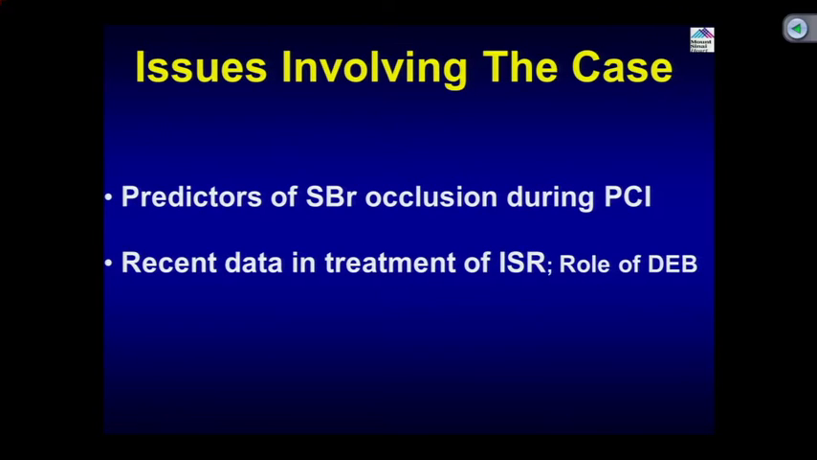So meanwhile, the 2 important topics, I always try to give the latest data in our field published. Clearly one is the predictor of side branch occlusion during PCI, and the recent data on the treatment of ISR, particularly I would say very conflicting kind of results of the drug-eluting balloon in this setting.